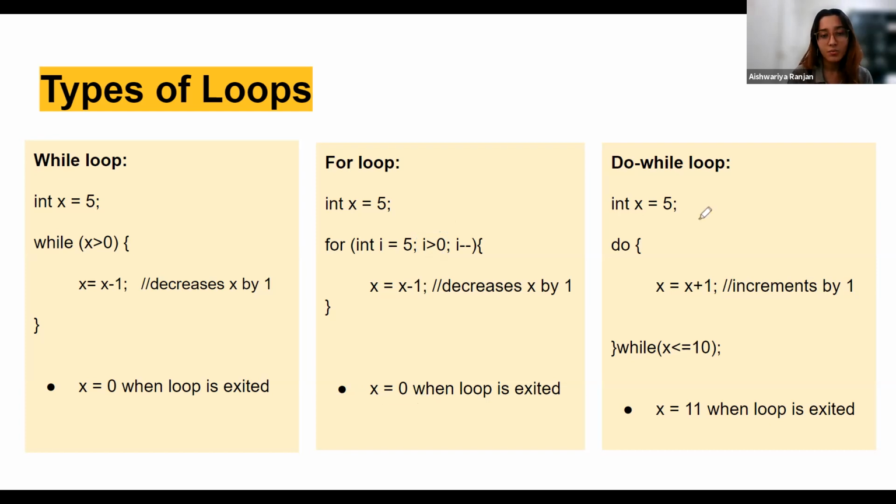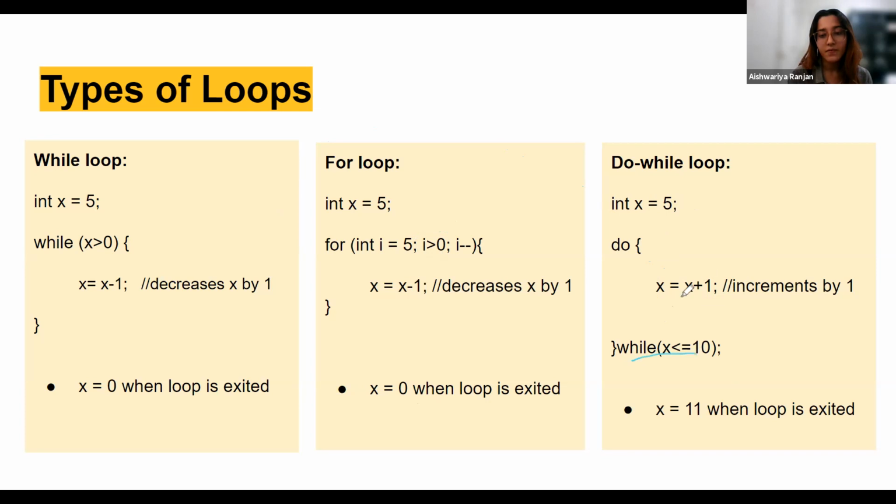Now the do while loop is different from the while loop in that you run the loop at least once before checking the condition. So x is 5, then we jump straight into the loop. We have to increase x's value this time, and then we check the while condition.